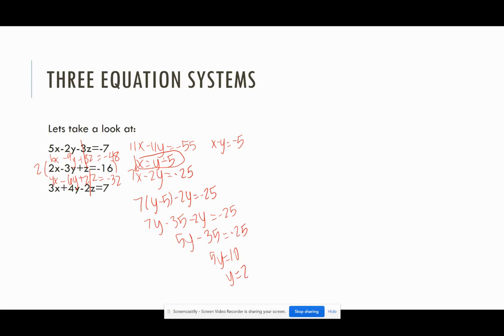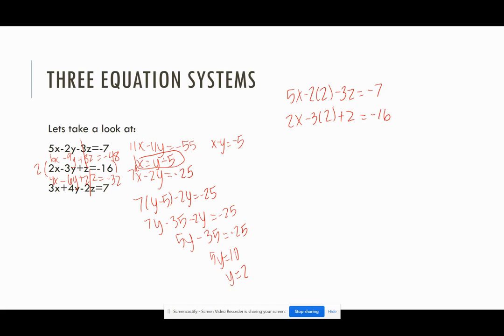All right, we have one of our variables. And if you're confident in yourself, you say, I know I did this right, you can plug it into here and solve. You definitely can do that. But what if you did something wrong? There's always that chance you did something wrong. So I'm going to take 2 of my originals and substitute y for 2. So I'm going to take the first one, 5x minus 2 times 2 minus 3z equals negative 7. And I'll do the next one, 2x minus 3 times 2 plus z equals negative 16.